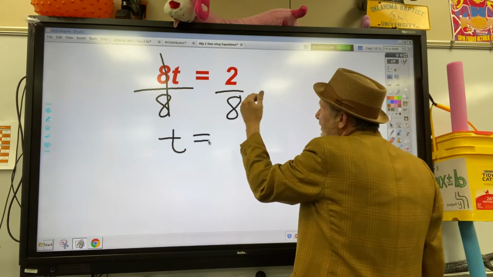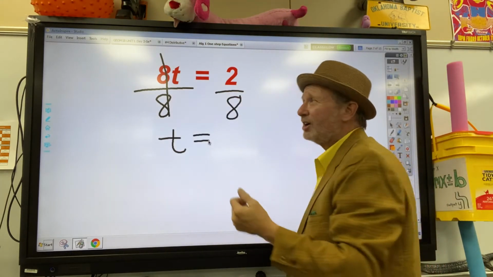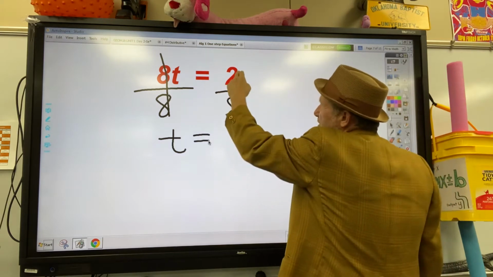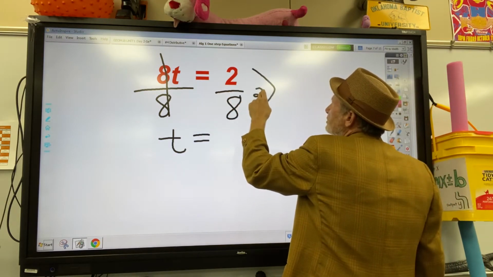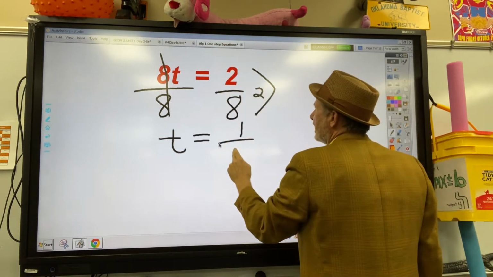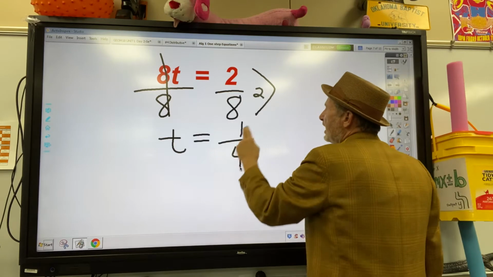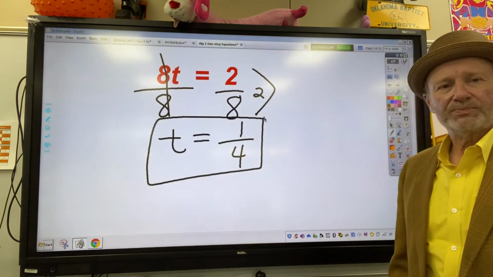Well, I could put down 2 8ths, but it'll reduce. So I'm going to reduce first. So what number will go into 2 and 8? Well, 2 will go in, right? 2 goes into 2 1 time, and 2 goes into 8 4 times. And my answer is t equals 1/4. We cool?